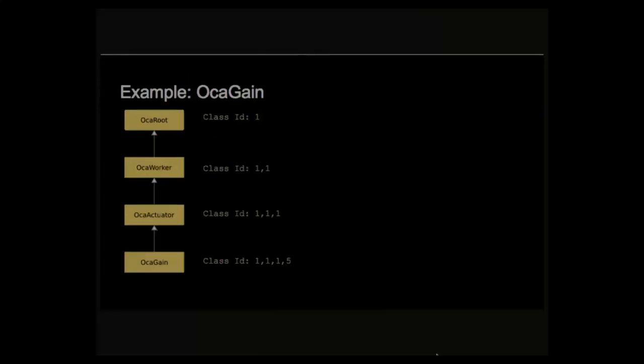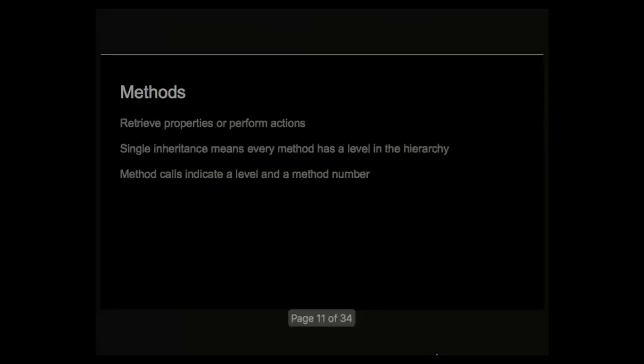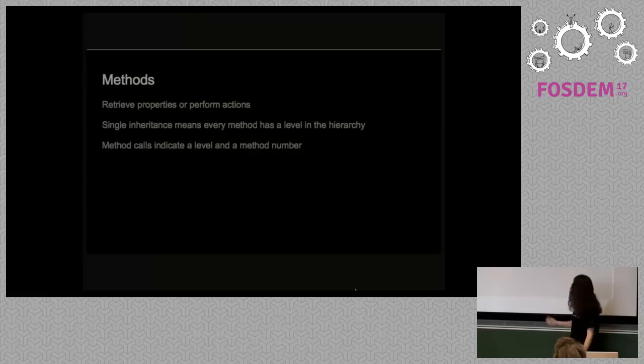So this is just an example of how our class ID works. We have inheritance, and at each level we add another ID onto our class ID. They're just numbered at each level. So the methods themselves, they do typical object-oriented method things. They retrieve properties, they perform actions. And as we have single inheritance, it's all very well defined that each method has a level as to how far down the tree it is. And then on each level of the tree, the methods are just specified with method numbers.